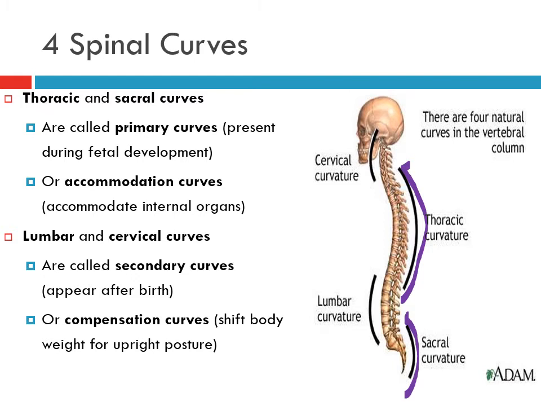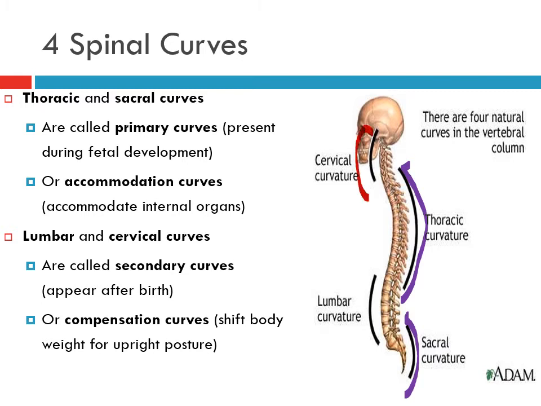Traditionally, I would ask you, why do you think that those are present at birth? What is their function? And the answer to that question would be, it puts you in fetal position, which protects all of your internal organs. So when a baby is in utero, they're curled around their internal organs, and that is for protection. So these are also called accommodation curves because they are accommodating those internal organs.